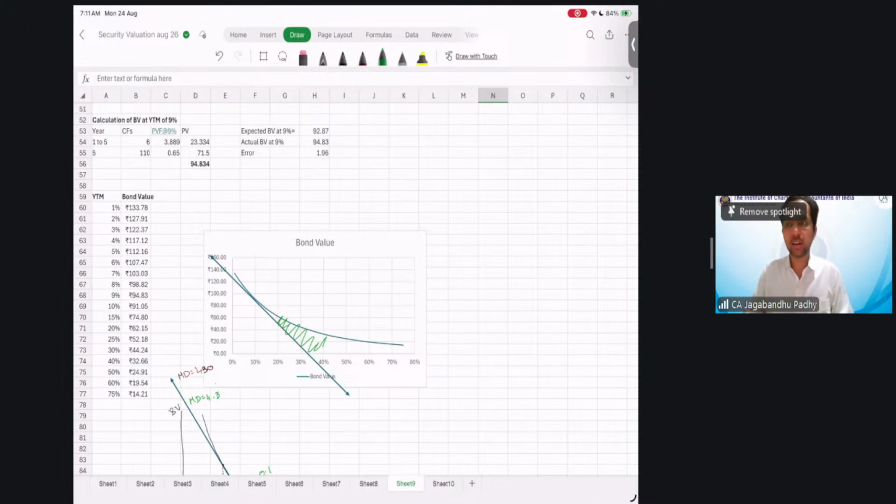Had the bond value been a straight line, like see this curvature effect, the bond value is a curve. So had the bond value been a straight line like this, then we wouldn't have seen this error coming in. So can I say that error in our estimation is due to the curvature in the bond? So I need to address that part.